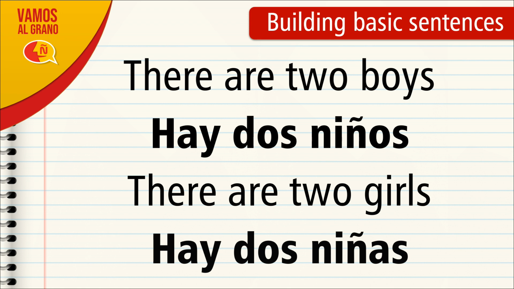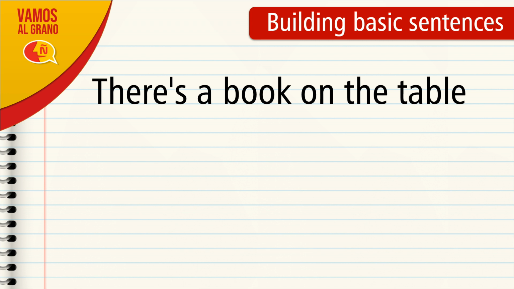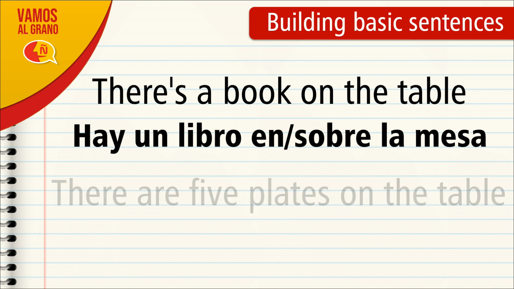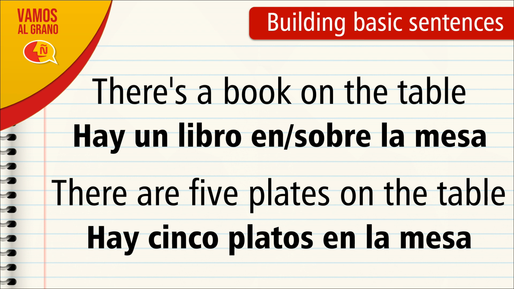So now, let's practice the use of hay with some more elaborated sentences. Have a look at this sentence. How would you say this in Spanish? Hay un libro en la mesa. O hay un libro sobre la mesa. ¿Cómo dirías esta oración? Hay 5 platos en la mesa. O hay 5 platos sobre la mesa. Okay, so this is the affirmative way of using hay in Spanish. Estamos utilizando hay para afirmar una situación.